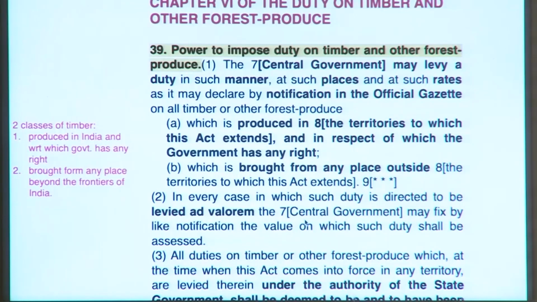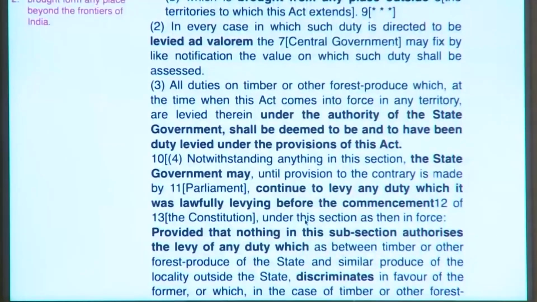So, if there is a forest from which timber or forest produce are being extracted illegally, so this mechanism of duties and centers for collecting these duties will ensure the protection and will ensure that people are not taking out timber or other forest produce illegally from the forest.